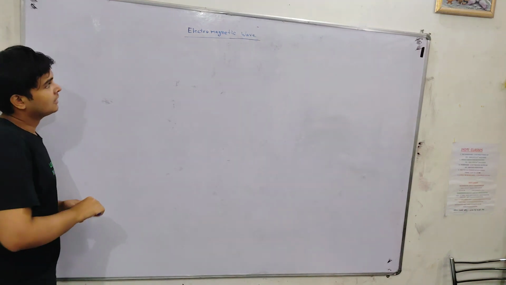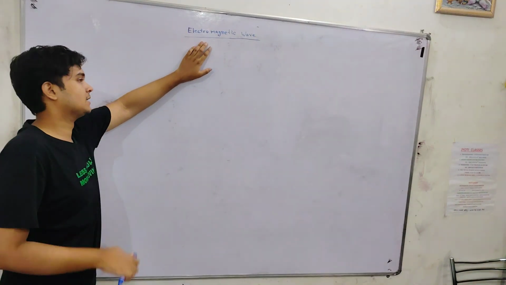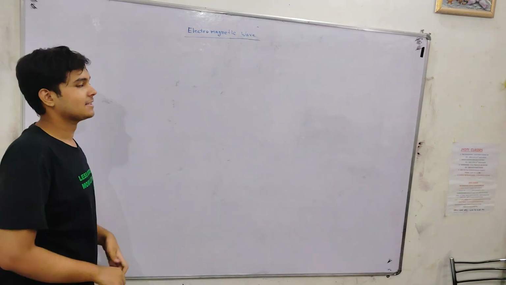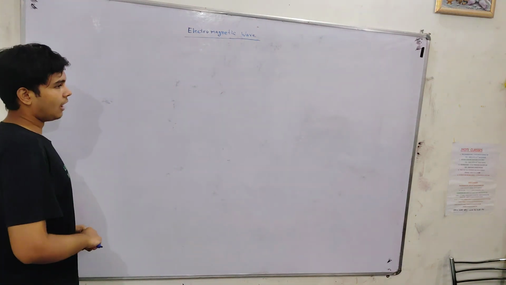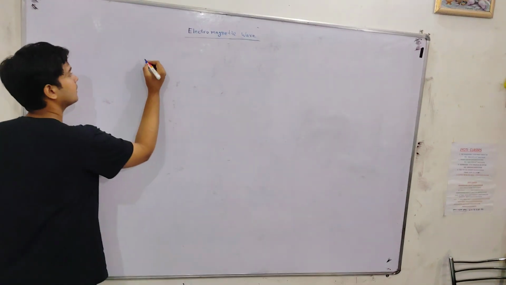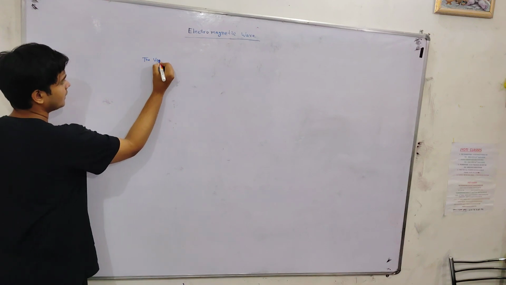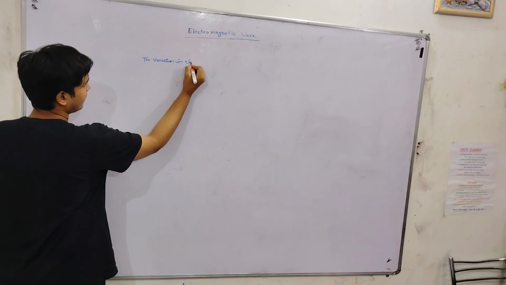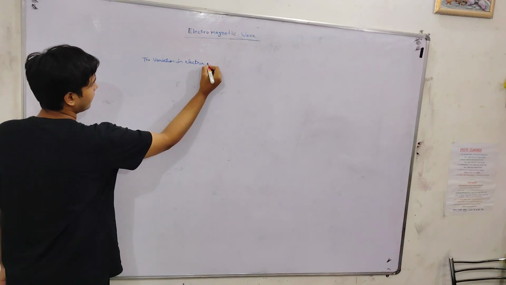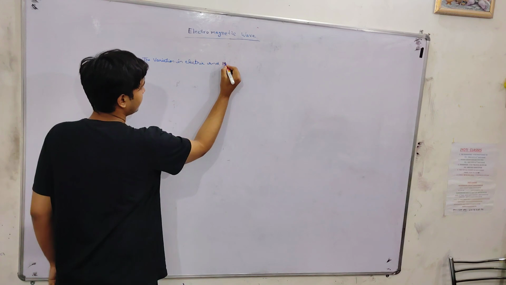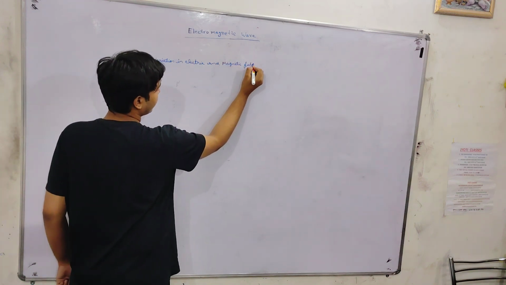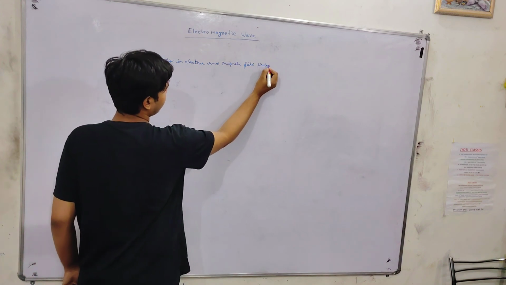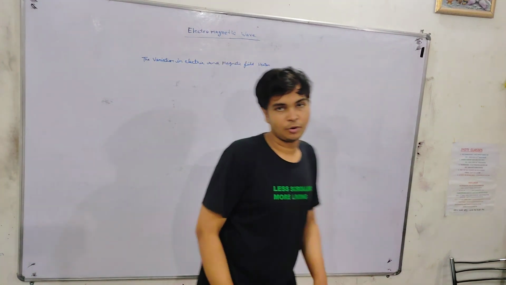As the name suggests, the word electromagnetic consists of electric and magnetic. So we can write that it is the combination of electric and magnetic field. How is it made? By the variation, the change in electric and magnetic field vectors. It is a vector quantity which has direction as it propagates in space.